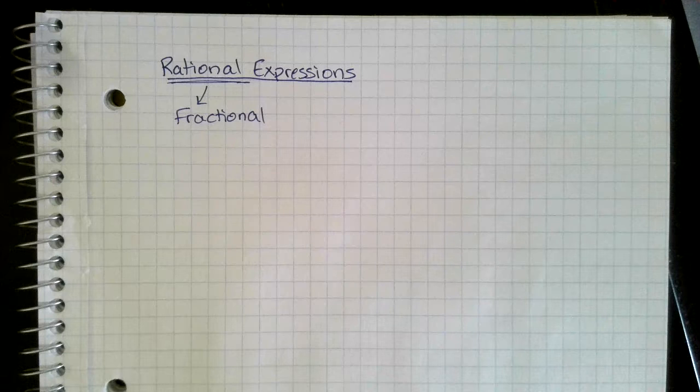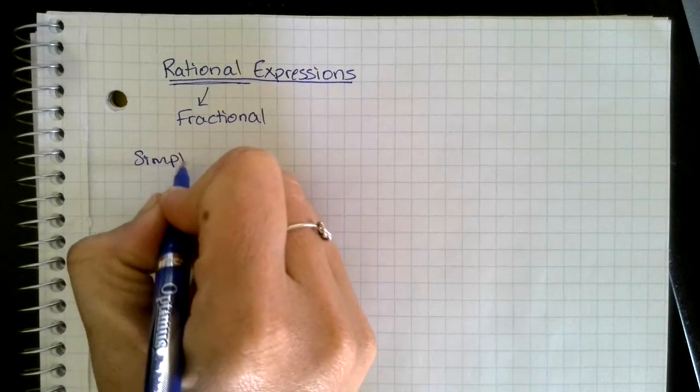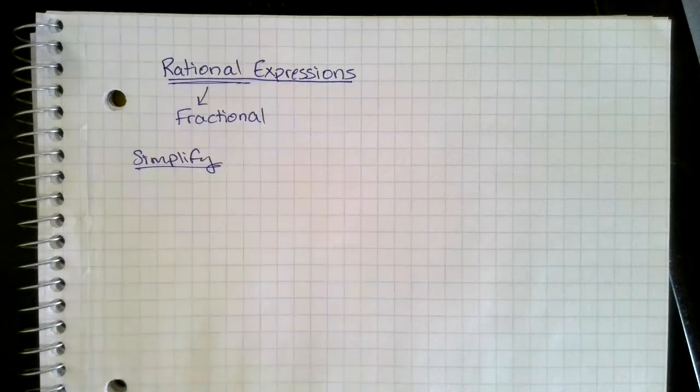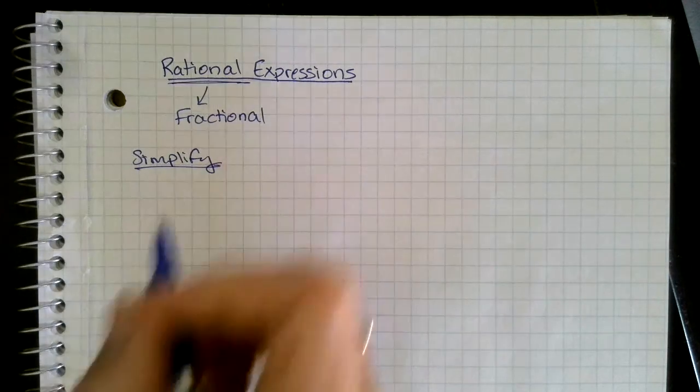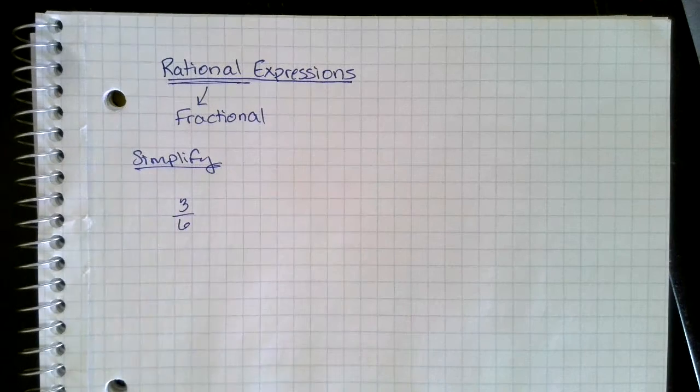So we're going to work our way through simplifying, multiplying and dividing, adding and subtracting, and then finally the fourth little unit will be solving rational equations. So we're going to start out with this first unit, and all I'm going to ask you to do for now is to simplify. Now, what I want to do is kind of compare this to something you're familiar with.